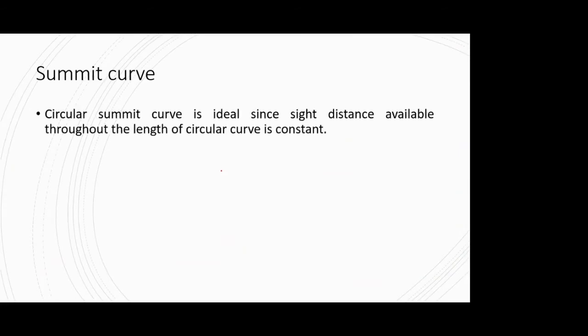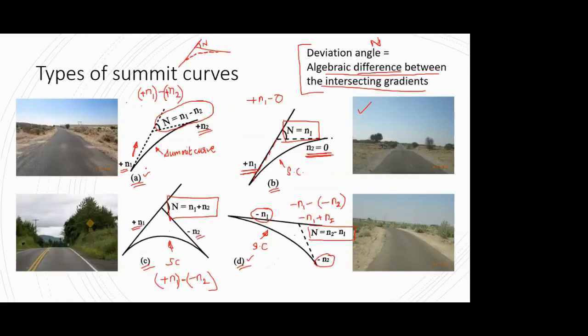Then if we talk about what should be the shape of your summit curve, generally circular summit curves are considered an ideal one. Now, if I ask you which is the dangerous summit curve amongst all of these, or on which type of summit curve accidents might take place, the obvious answer is the summit curve C.